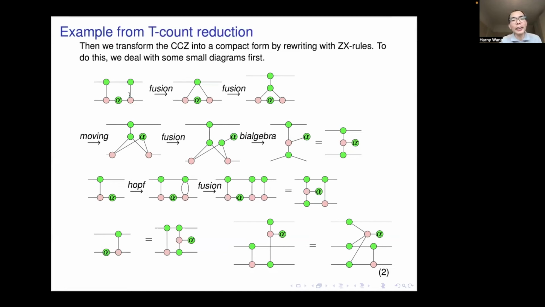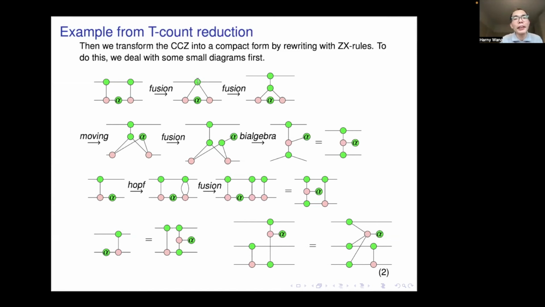Then I can easily use them to simplify the big circuits. So here, I first do some rewriting. What I mean by rewriting is that I look at part of the diagram to see what I can do. Here there are two green spiders, and as we said, they can fuse if they are the same color. So I fuse them together, using the fusion rule.